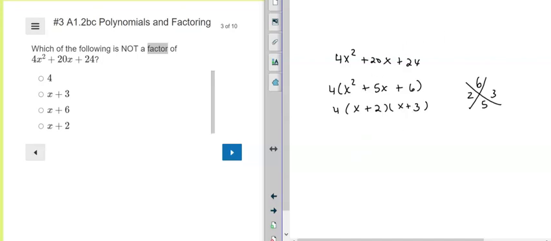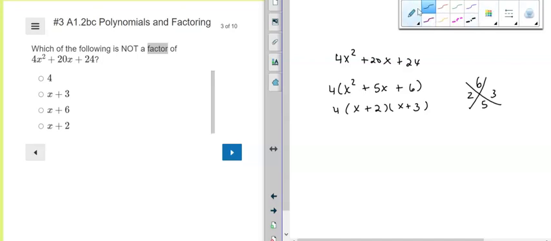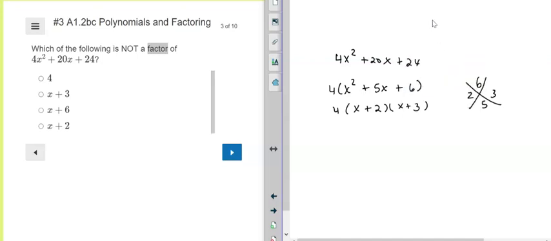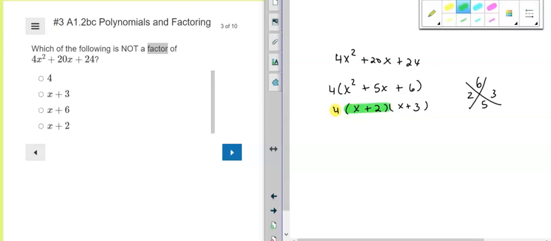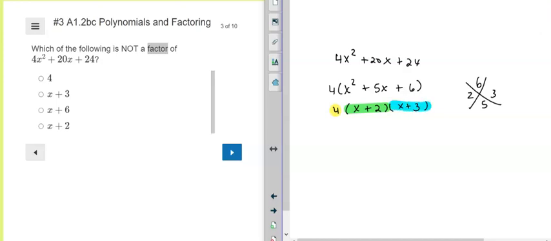So what does this all mean in relation to what the question is asking? Well, this one has 3 factors. 4 is a factor. x plus 2 is a factor. And x plus 3 is also a factor. So it has 3 factors. So which one is not a factor? 4 is a factor, x plus 2, x plus 3. x plus 6 is not a factor.